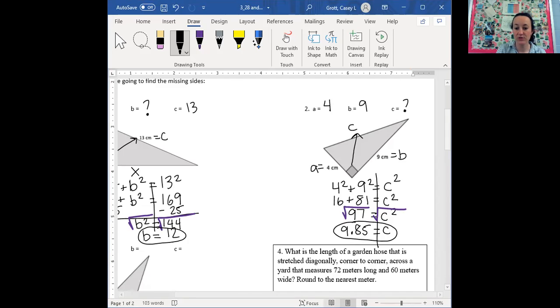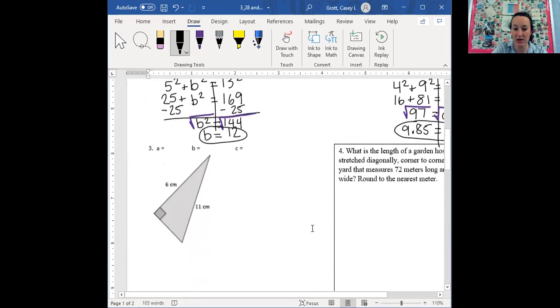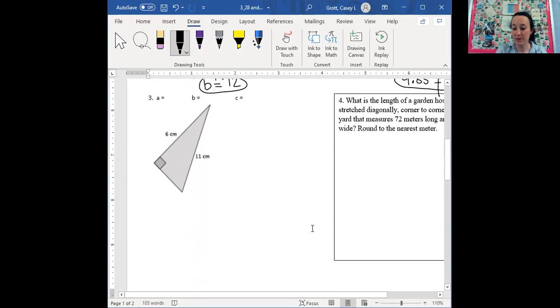Make sure as you're going through this, if you are in class, that you are asking questions if there's something that you are not sure of. We've got 2 more problems that we are going to look at.